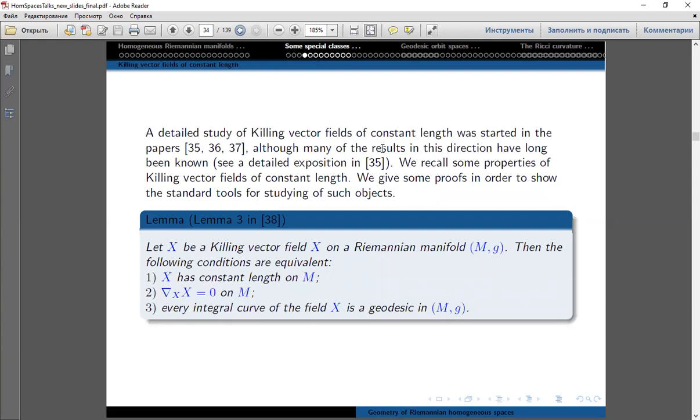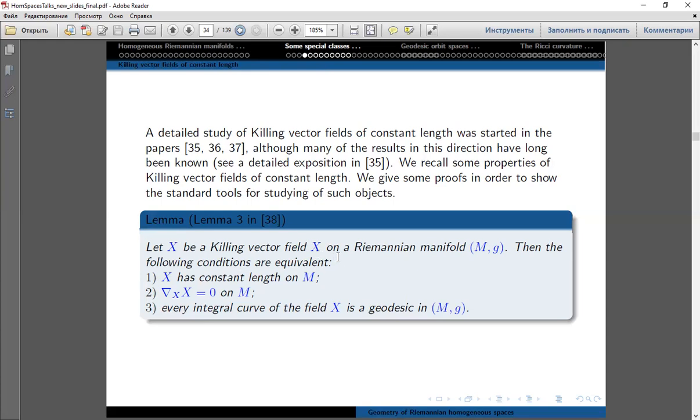And we recall some properties of Killing vector fields of constant length, because such vector fields are related to some special metrics on Riemannian manifolds. It's possible to find some more or less interesting surveys on these topics. We recall only some properties that are more or less important for us. For example, this lemma.